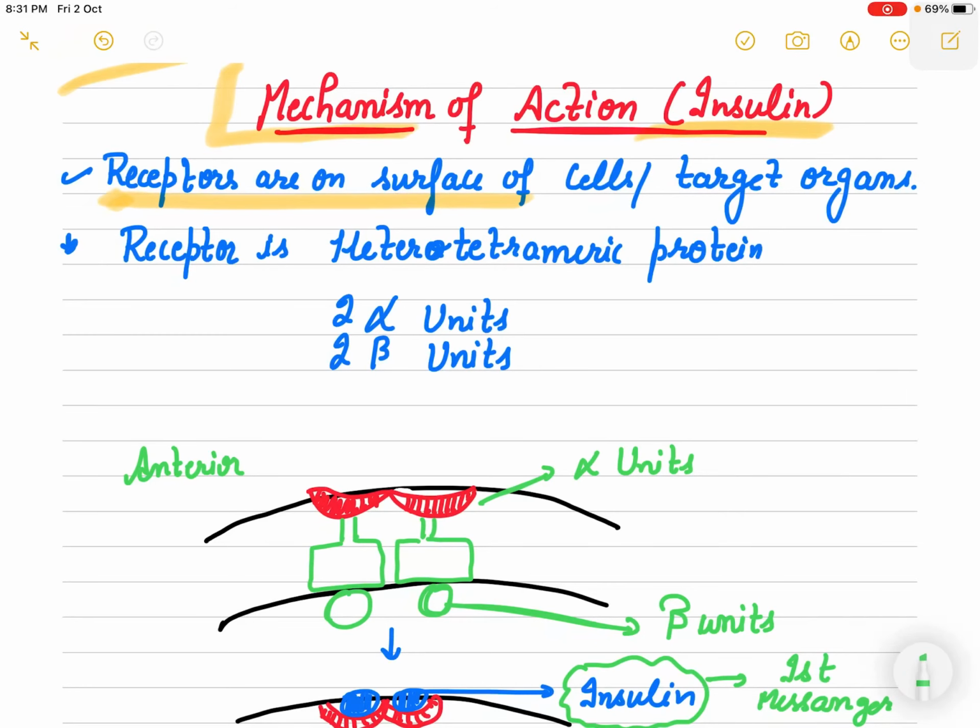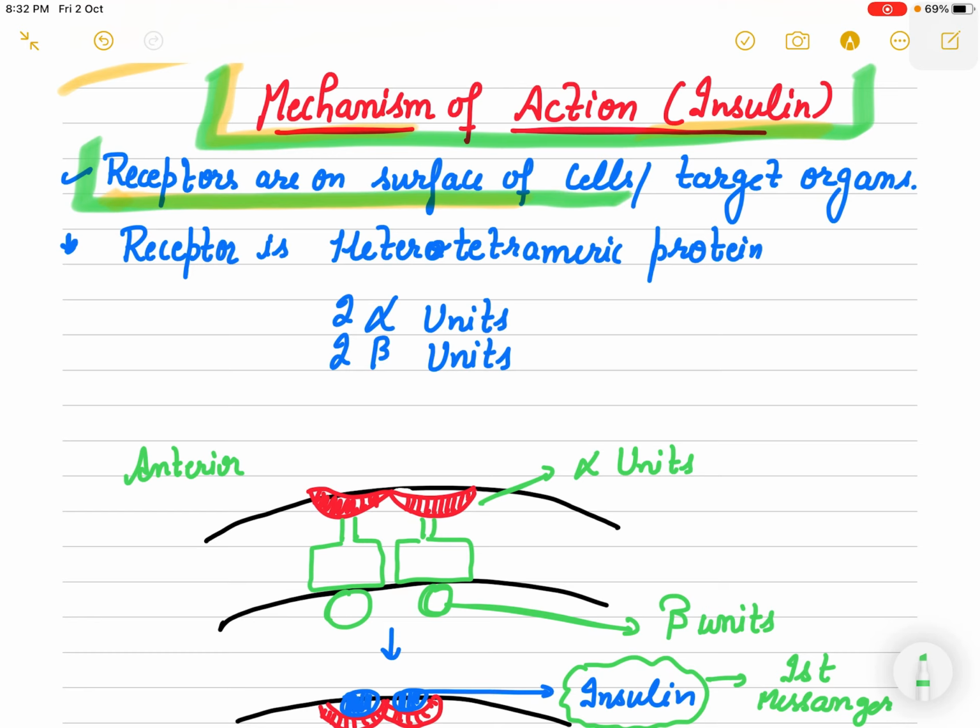Let's understand this mechanism of action through another example, that is insulin. See, its receptors are also present on the surface of cells. Again, insulin also doesn't go inside the internal part of the cell.